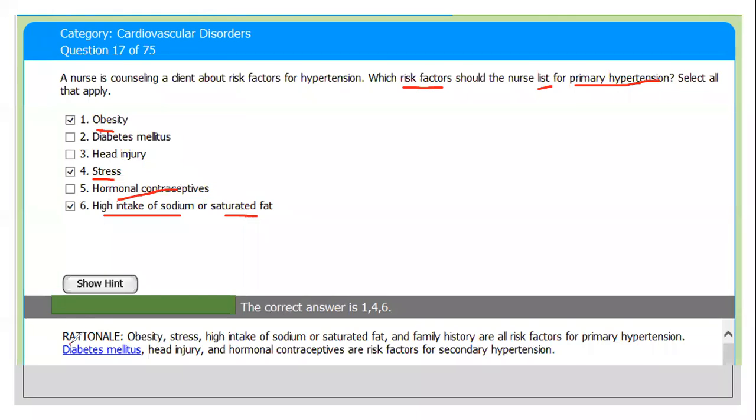So what is the rationale? Obesity, stress, high sodium intake or saturated fat intake, and family history are all risk factors for primary hypertension. Diabetes, head injury, hormonal contraceptives, or endocrine tumor are risk factors for secondary hypertension. Very important for the NCLEX board.